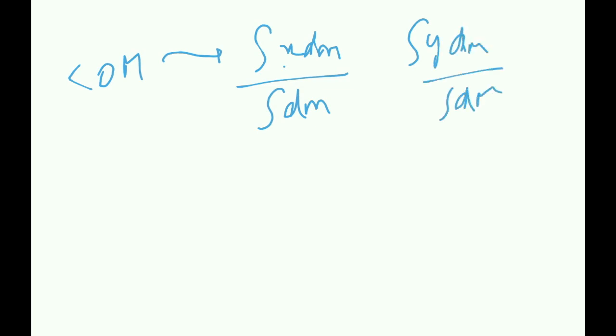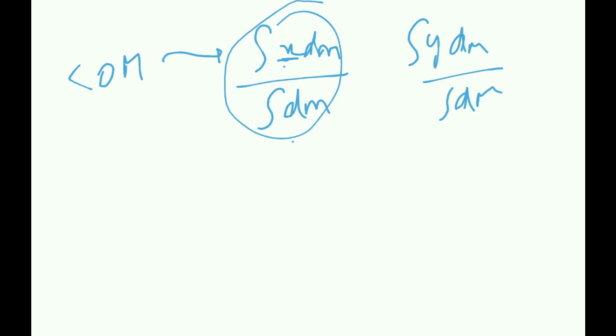And as you can see, you're integrating with respect to the mass, not with respect to the distance, because you're dividing the element into a number of small pieces. So how do we get this formula?